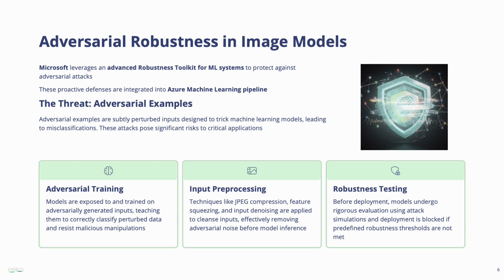They also try to do input pre-processing, like feature squeezing and input denoising, in order to make the input that they receive less capable in terms of adversarial examples attack. And finally, they monitor their models and try to do robustness testing, so they are sure that at each time their models behave as expected.